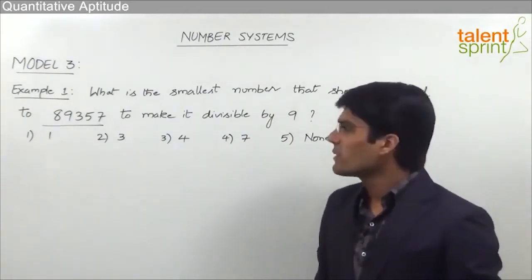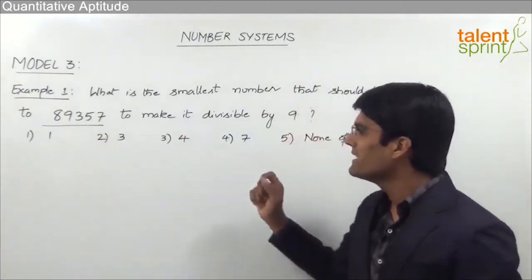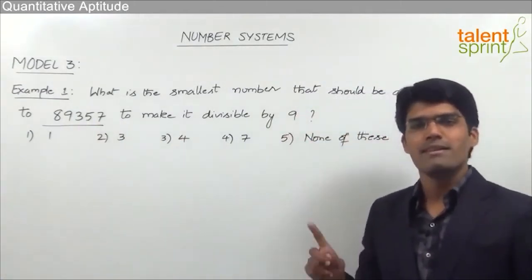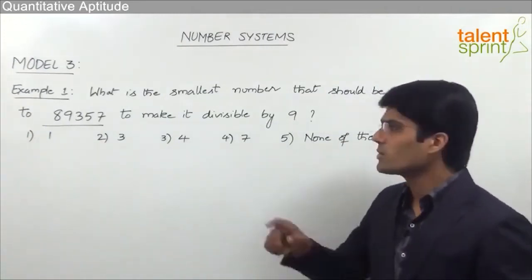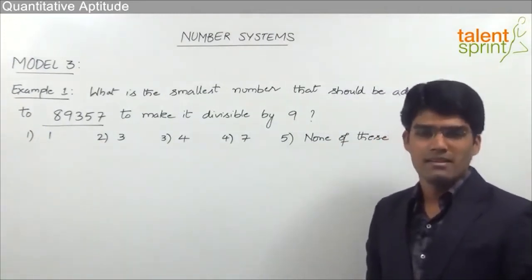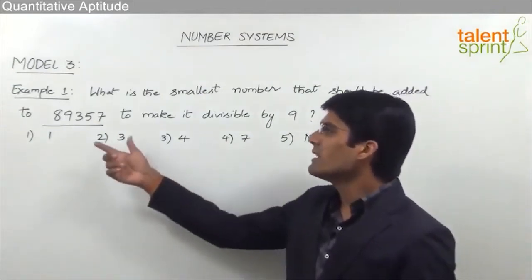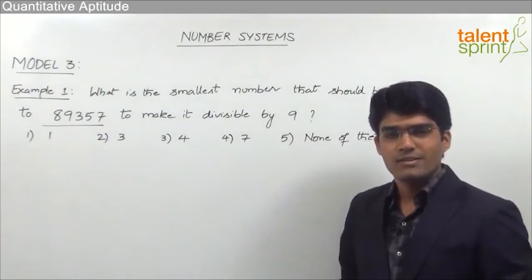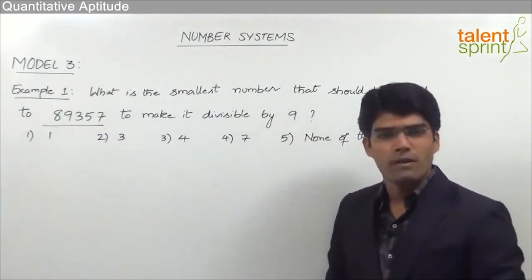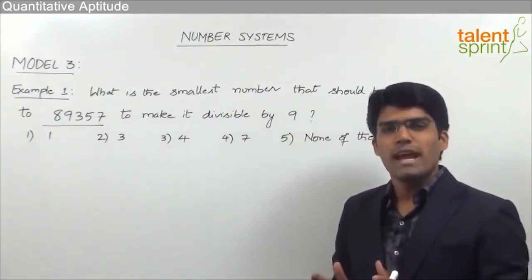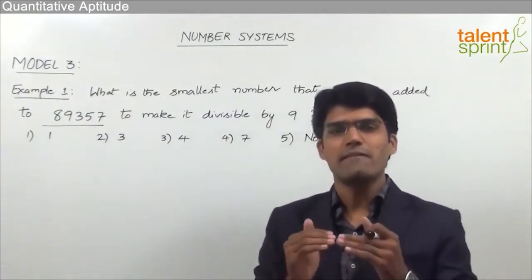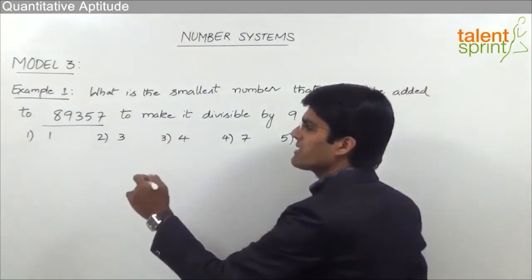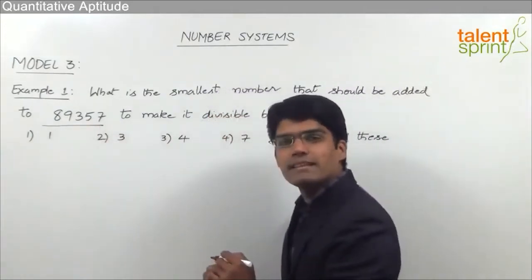One way of solving the question here is to divide the number 89357 by 9 and find the remainder. And depending on the remainder, we can decide what has to be added so that the number becomes divisible by 9. But that becomes a lengthy procedure. Why? Because dividing 89357 by 9 itself may take about 10-15 seconds. So let us understand the smart way of solving the question. We know that a number is divisible by 9 only when the sum of its digits is a multiple of 9. So let us first check the sum of the digits in case of 89357.